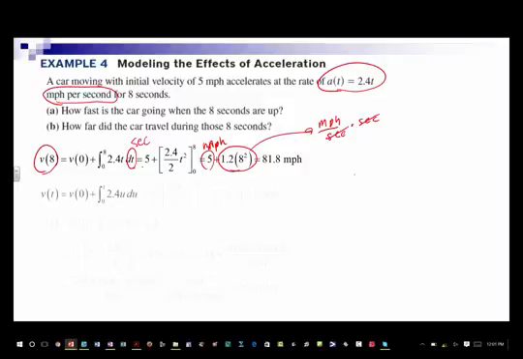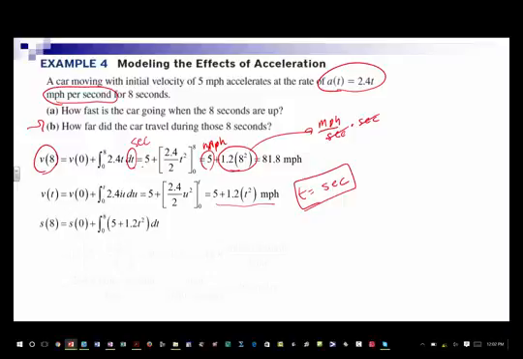In general, we could say that we could find the velocity for any time t, and that's going to be the initial velocity plus the integral from 0 to t of 2.4 u du, putting in a dummy variable there so that we can say that this is a function of t. So in general, we find that this equation describes the velocity at any particular time, but we're still going to note that t is measured in seconds. That's going to play a role as we try to find out how far the car went during those 8 seconds.